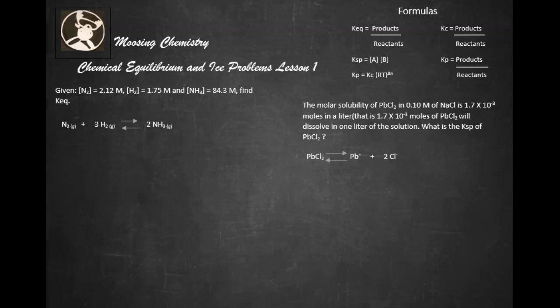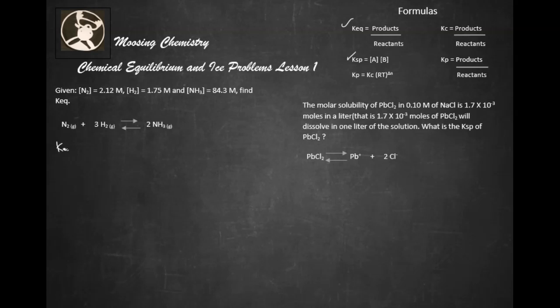This is Chemical Equilibrium and ICE Problems, Lesson 1. We're going to be using Keq to solve the first problem and, of course, Ksp to solve the second problem. Given N2 equals 2.12 molarity, H2 equals 1.75 molarity, and NH3 is equal to 84.3 molarity, find Keq.